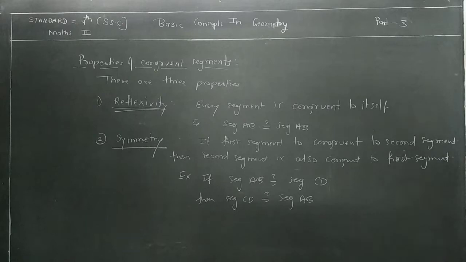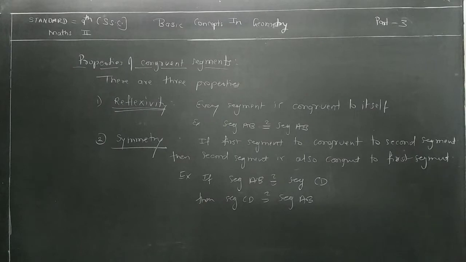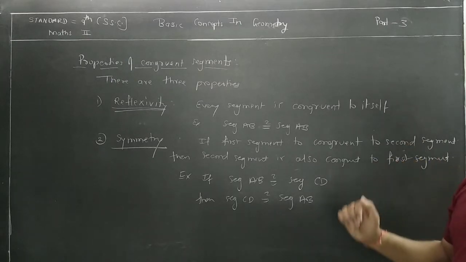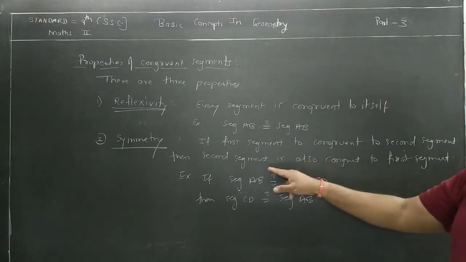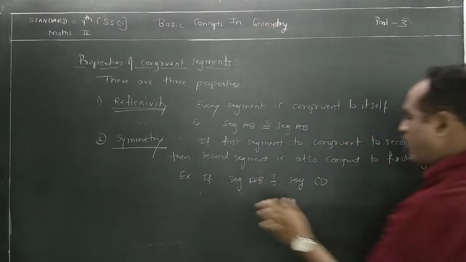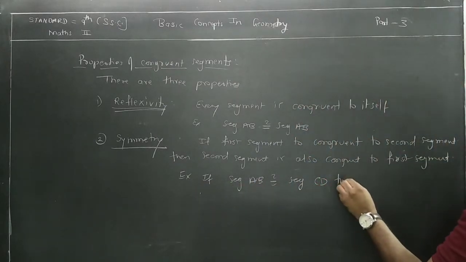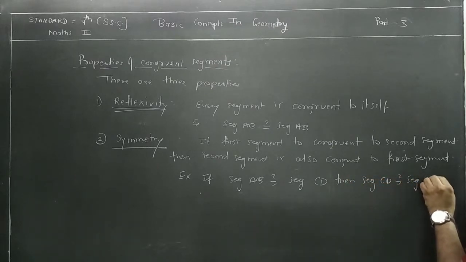This is the second property, which is called symmetry. What is the first property? Reflexivity: every segment is congruent to itself, that is, segment AB is congruent to segment AB. The second property is symmetry: if the first segment is congruent to the second segment, then the second segment is also congruent to the first. I want more space, so I can write here: then segment CD is congruent to segment AB.